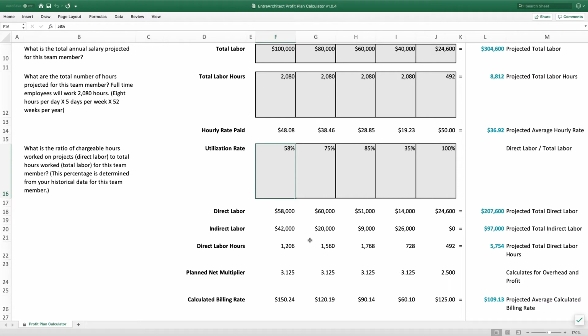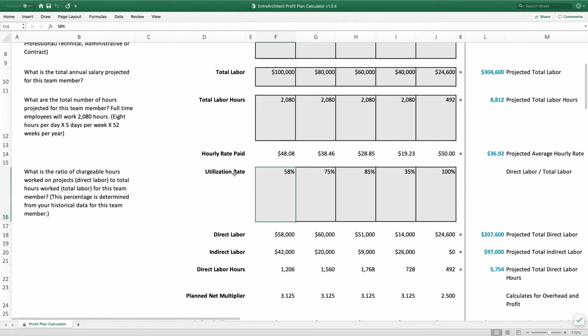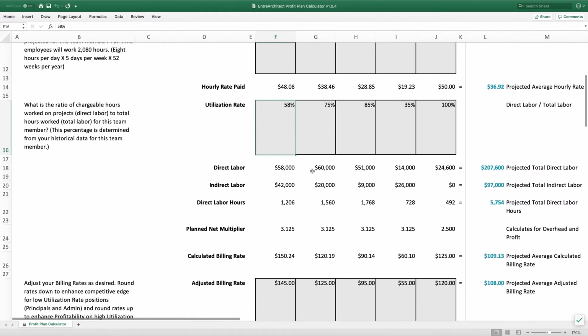Maybe if you look at these numbers down here, direct labor. So in your historical documents, maybe Maria earned direct labor of 58,000 and indirect labor of 42,000. So you know that Maria's utilization rate is 58%. If you don't know, you can guess. You just plug in a number and see how it works out. And so you plug in your utilization rate for each member of your firm, your direct labor divided by total labor, and then everything else is calculated for you.